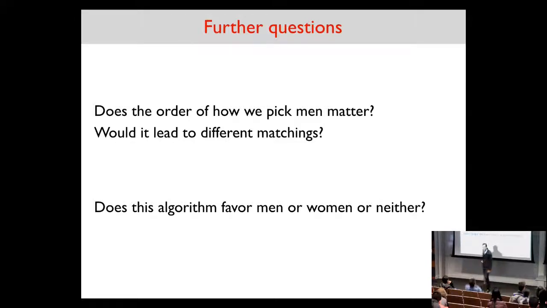And we can also ask, does this algorithm in some way favor man or woman or neither, or is it neutral? So maybe it's biased towards men in the sense that men get to be matched with their higher preferences, or maybe it's biased more towards women where women get matched with their higher preferences, or maybe it's neutral, like there's no way to say the algorithm favors one or the other.